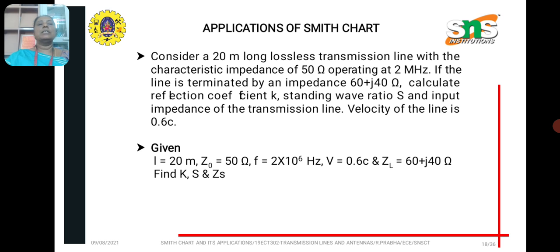So consider a 20 meter long transmission line with a characteristic impedance of 50 ohms operating at 2 megahertz. If the line is terminated by an impedance 60 plus j40 ohms, calculate the reflection coefficient K, standing wave ratio S, and input impedance of the transmission line. The velocity of the line is given. So here length is given as 20 meters, Z0 is given, F is given as 2 megahertz, velocity value is given, ZL is given. We have to find out K, S and ZS.